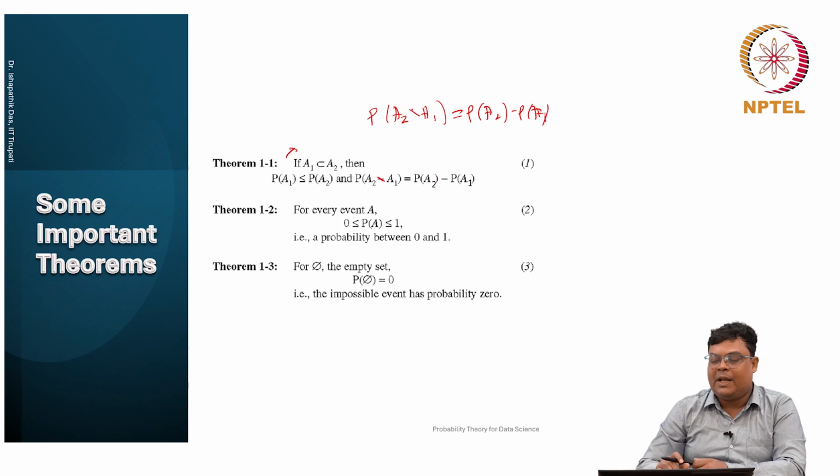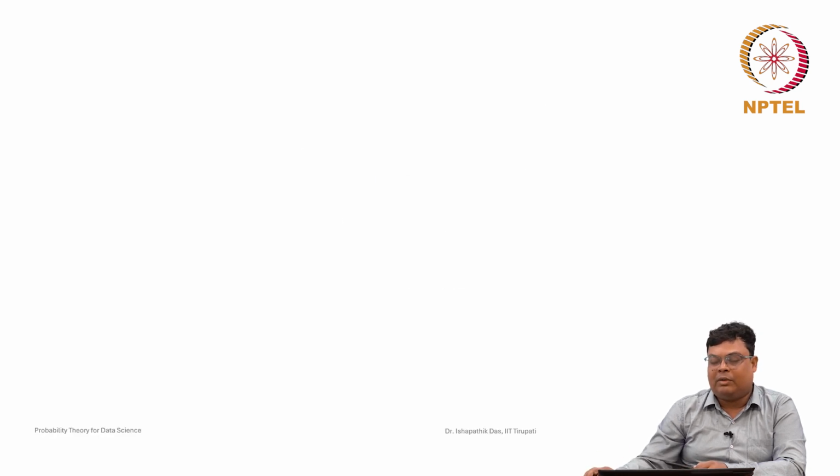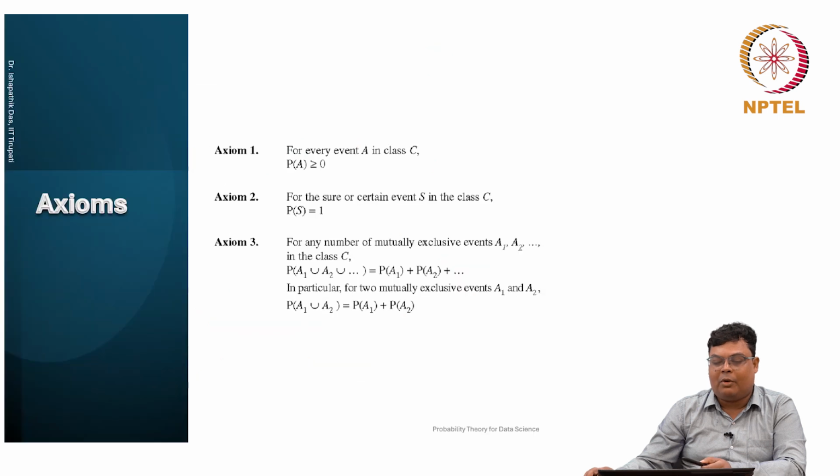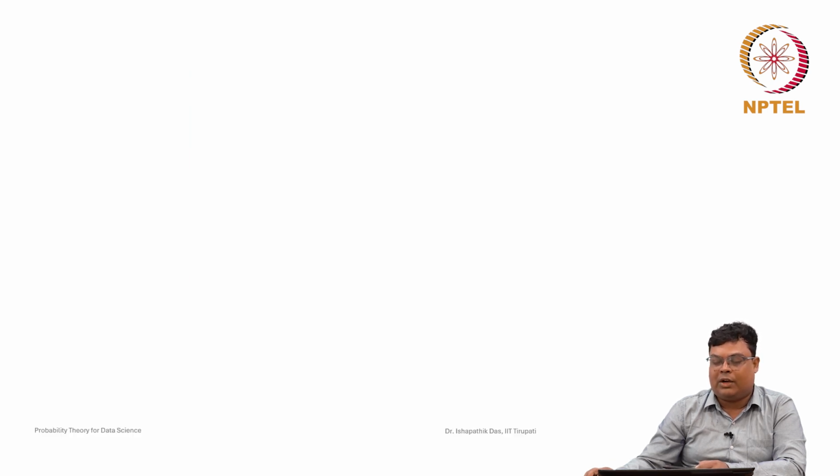Now, theorem 1.2 says that for every event A, the probability of A will be greater than or equal to 0 and less than or equal to 1. From axiom 1, we already know that the probability of A is greater than or equal to 0, but we do not know that it is less than or equal to 1. We have to prove that. So, let us prove it here.